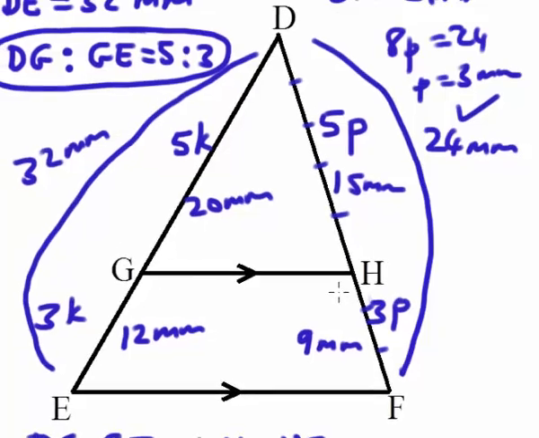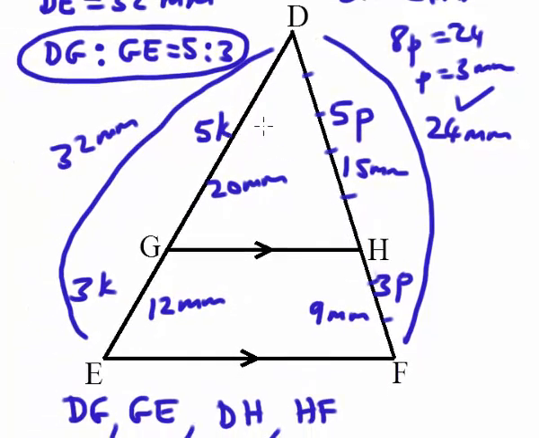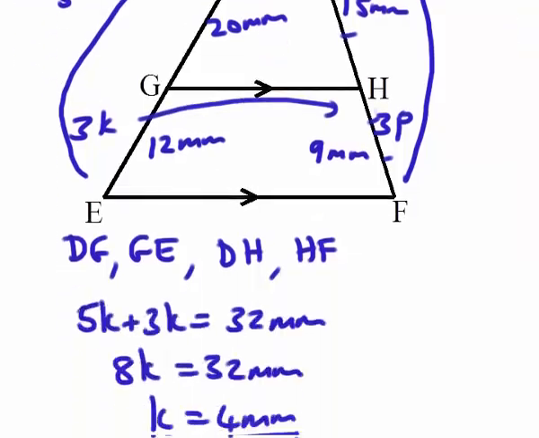And there we go. And remember too, the reason why I could jump from there to there is simply because of the fact that GH is parallel to EF there, you can see.